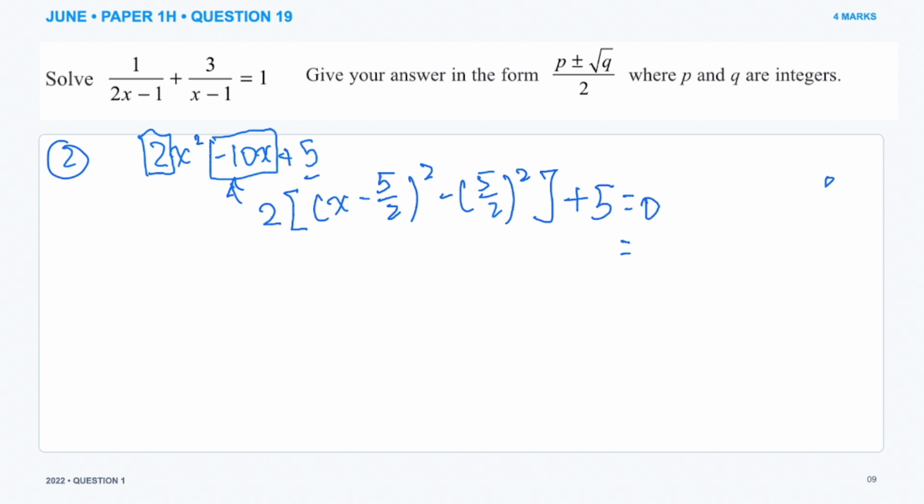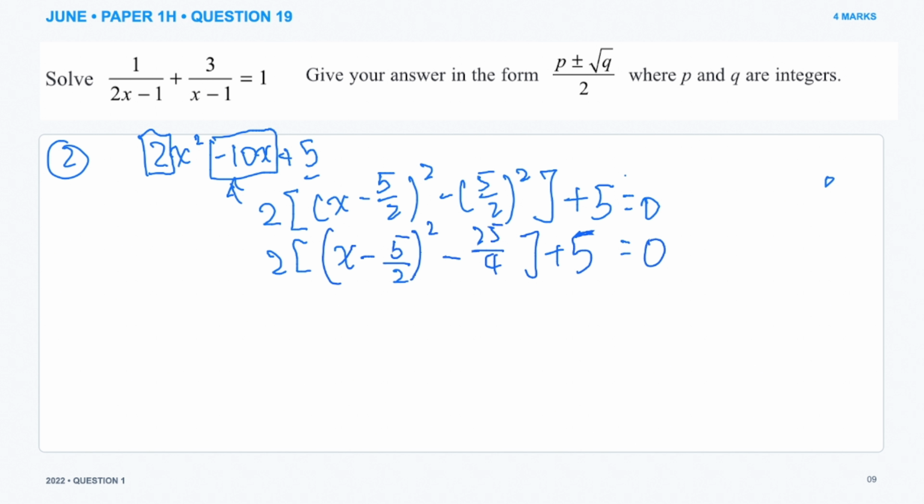Next, what we're going to do, we can just put it as 25 over 4. And then we're going to add it by 5, and that's going to be equal to 0. We're going to put 5 over 2 squared, and then x minus here, like before. So we're going to get 2 out, and we're going to give it to every term on the left.